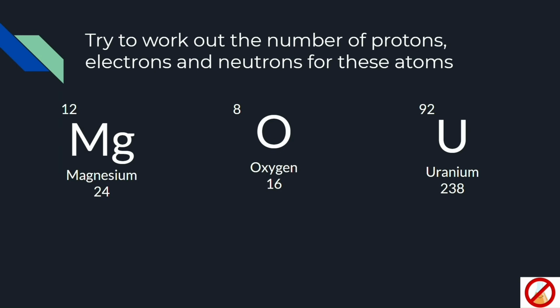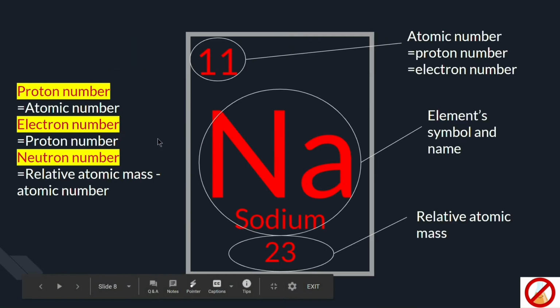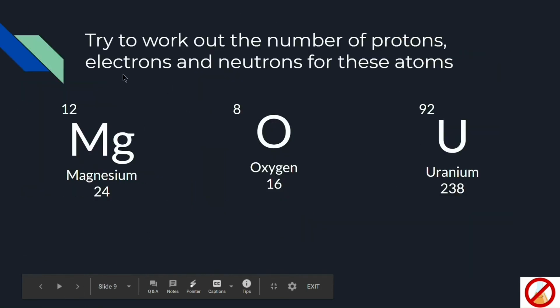So let's do a small practice here. Here we have 3 different elements, and I want you to work out the number of protons, electrons and neutrons for these atoms. Based on the rules on the previous slide, I simply want you to work out the electrons, neutrons, and protons for these elements. So just pause the video now if you want to give it a go.